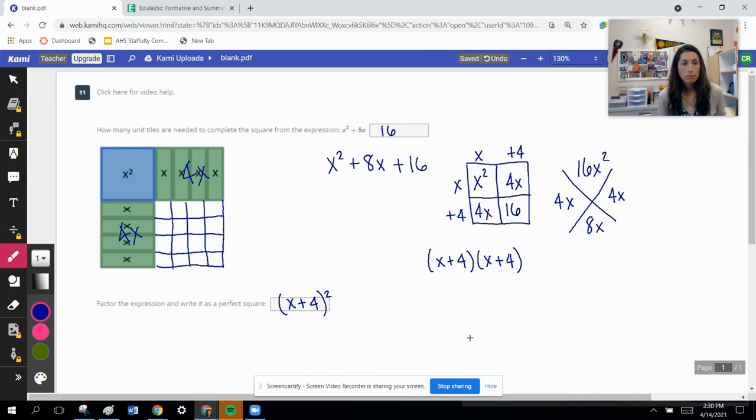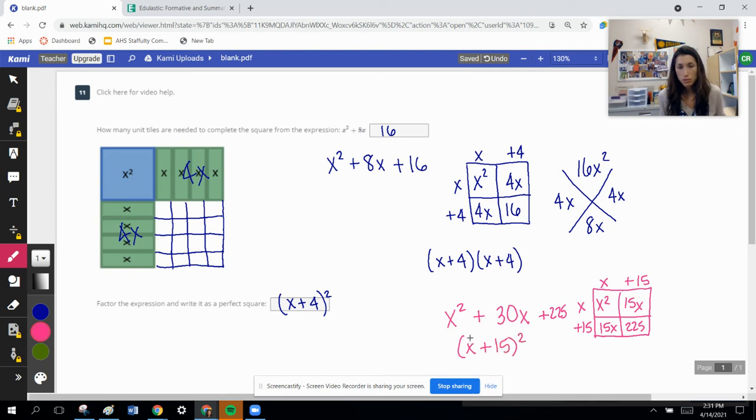So let's do another example. This is not on your practice test. Let's say I had x squared plus 30x, and we want to know what number would go here. Imagine I have the x squared tile, and then 15 x's and 15 x's. I break this up into 15 and 15. Then 15 times 15 gives me 225. My pieces along the edge would be x plus 15 and x plus 15. So completing the square would add the 225 here, and then writing it as a perfect square is just half of the middle term: x plus 15 in parentheses squared.